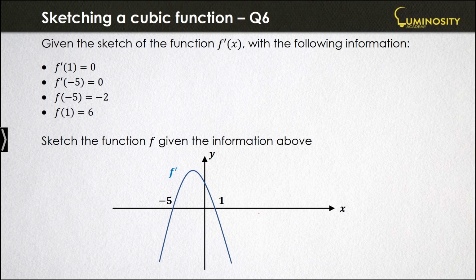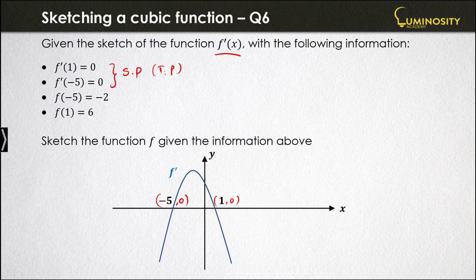We're given the sketch of the function f prime of x, so this is the derivative function, with the following information. The first derivative at the point 1 is 0, so that's this point here, (1, 0). And f prime at negative 5, the y value is 0 for the derivative function. So what do these two things tell us? These tell us the stationary points, or turning points if it's a cubic function.